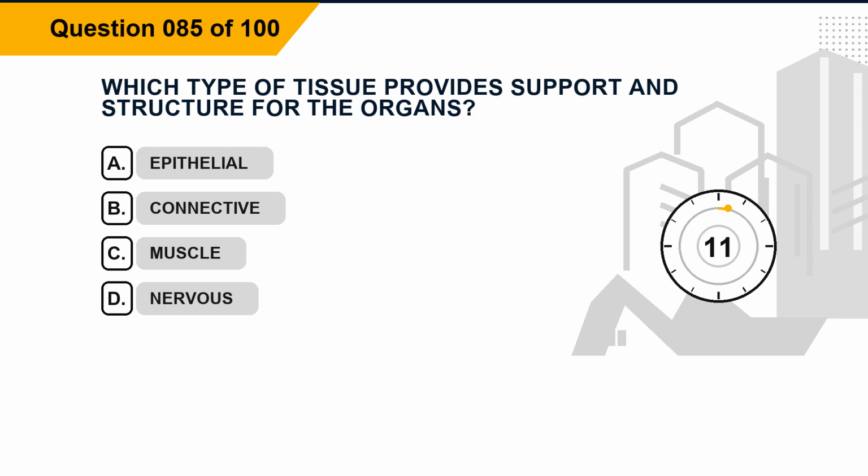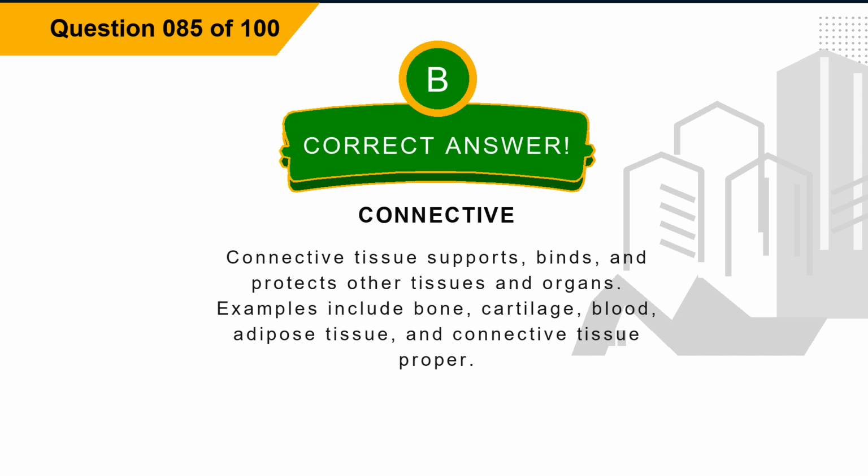Question 85. Which type of tissue provides support and structure for the organs? Option A, epithelial. Option B, connective. Option C, muscle. Option D, nervous. The correct answer is option B, connective. Explanation: connective tissue supports, binds, and protects other tissues and organs. Examples include bone, cartilage, blood, adipose tissue, and connective tissue proper.